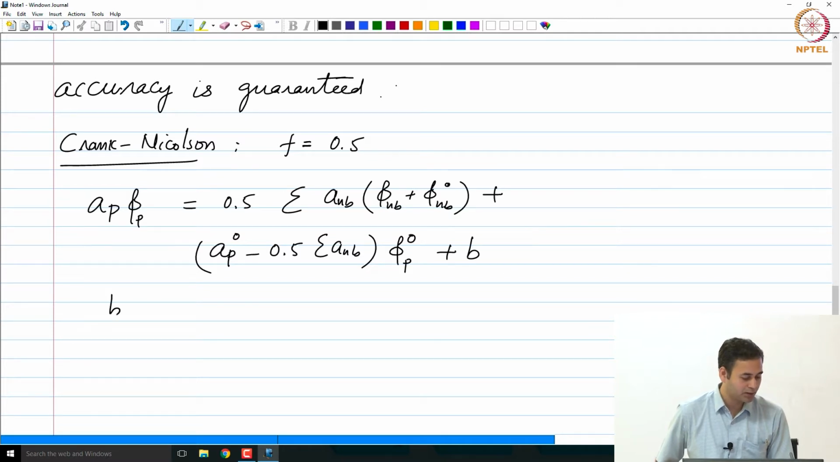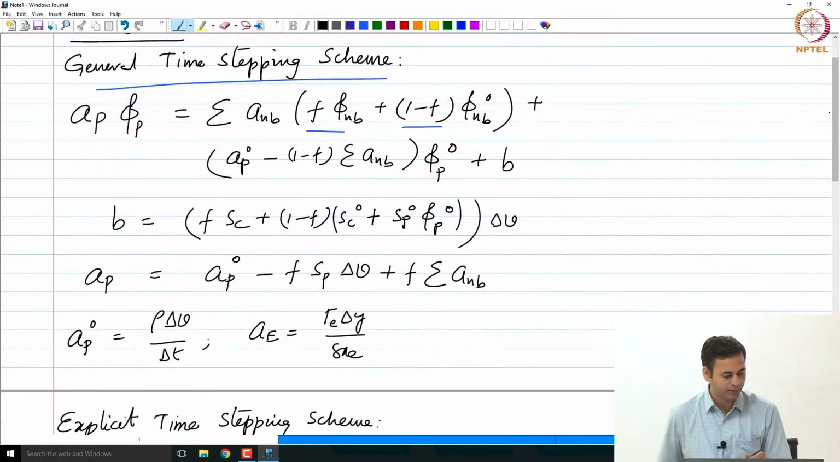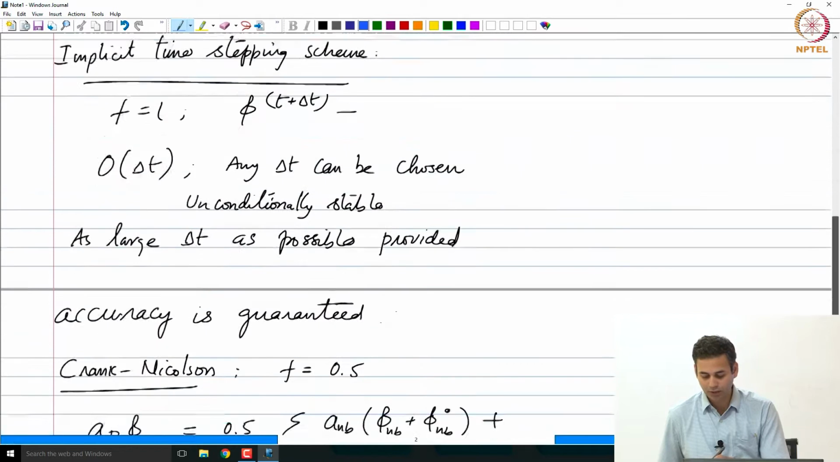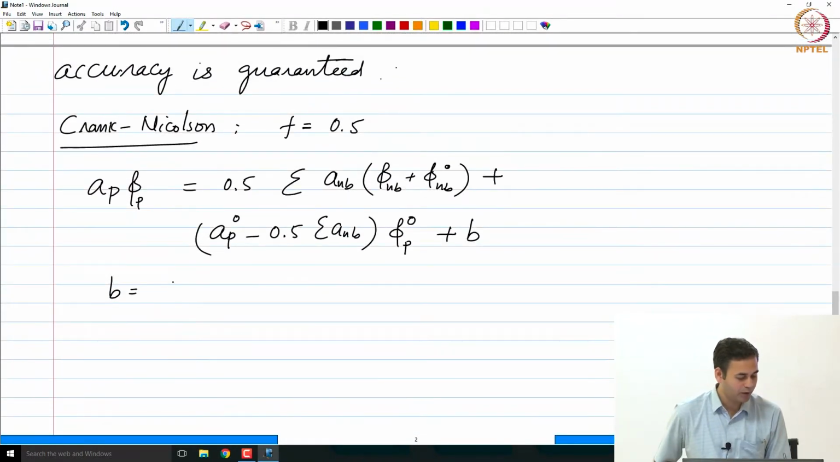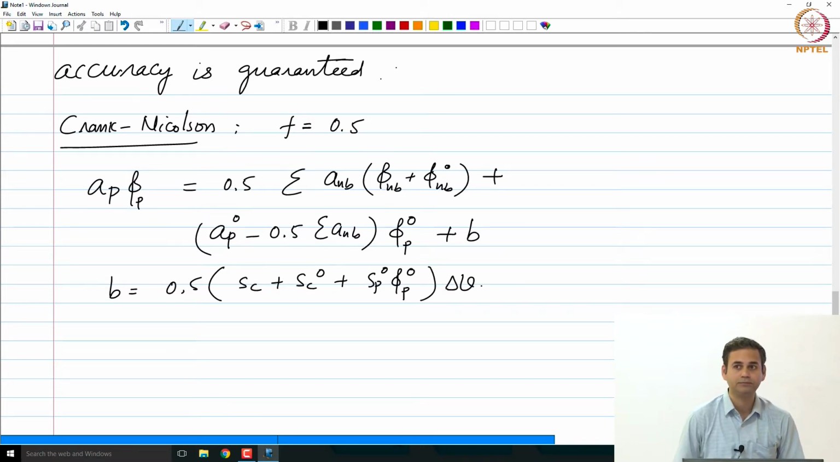Now, this b, of course, has the source terms in there, which is basically this term. So you have a 0.5 coming from S c and S c naught, and S p 0 phi p 0 would also have a 1/2 multiplying them. Essentially, you have 1/2 multiplying this entire thing. So this will be 1/2 times S c plus S c 0 plus S p 0 phi p 0 times delta v. Is that correct? Yeah. Okay. So that is the value.